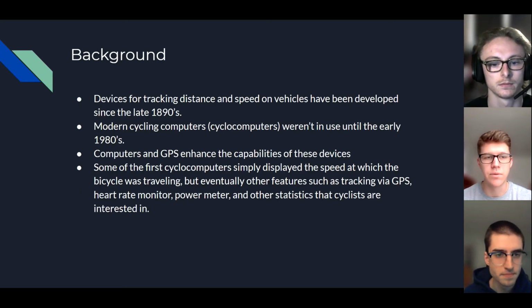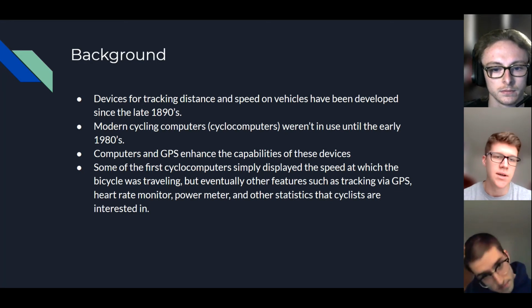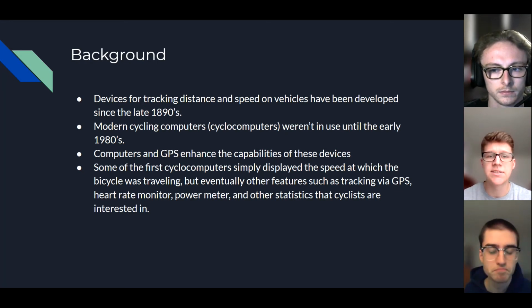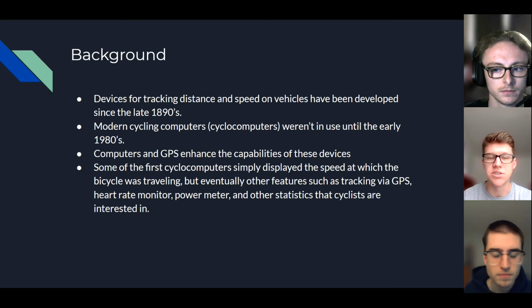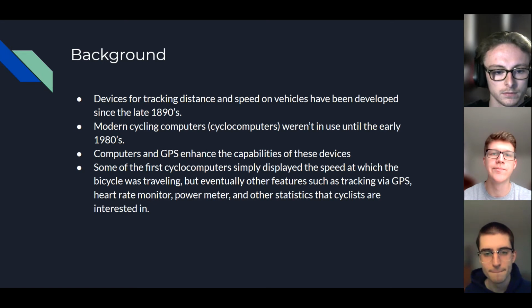And what we learned from doing background research on our project is that devices for tracking distance and speed on vehicles have been developed since the late 1890s, but modern cycling computers weren't in use until the early 1980s. So computers and GPS, especially with their modern capabilities, enhance these devices very much. And our goal with our bicycle information system was to be able to mimic these devices at an affordable price point.